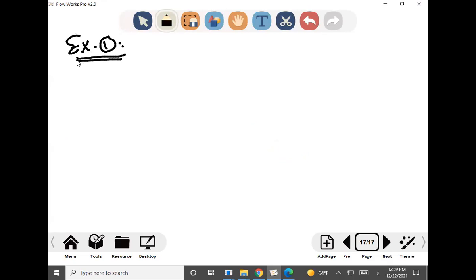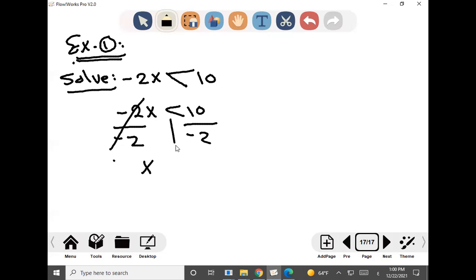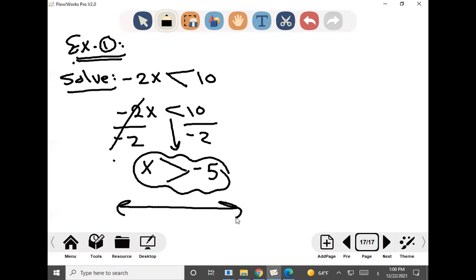Example one. Solve negative 2x less than 10. Rewrite the inequality, divide both sides by negative 2. If you divide by a negative number on both sides, you change the inequality to the opposite, right? So negative 2x less than 10, divide by negative 2, divide by negative 2. x will be this, you switch it: more than negative 5. And graph it normally. This is negative 5, open circle, more than, to the right.